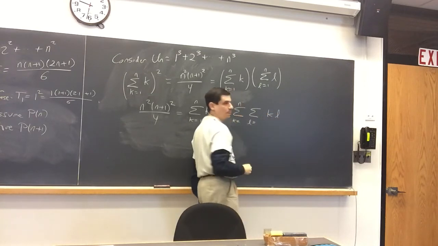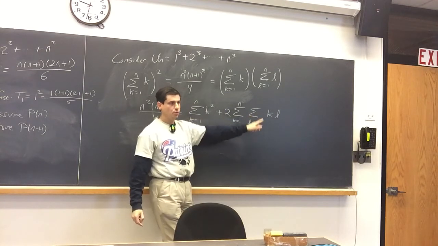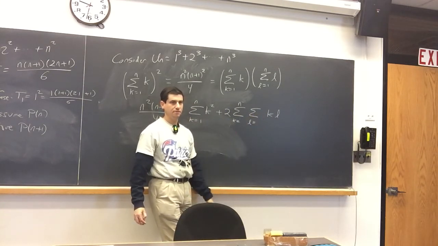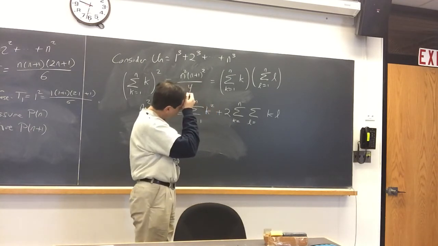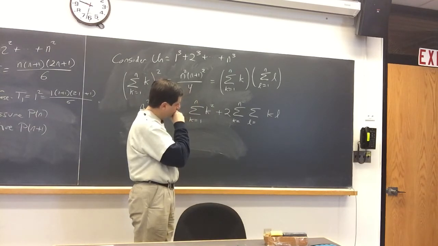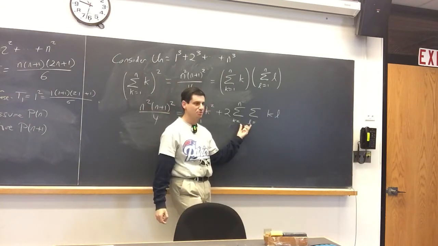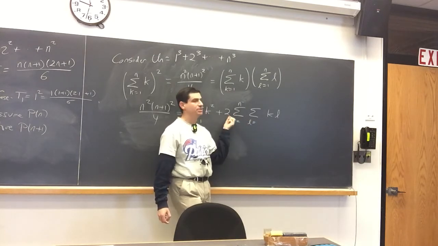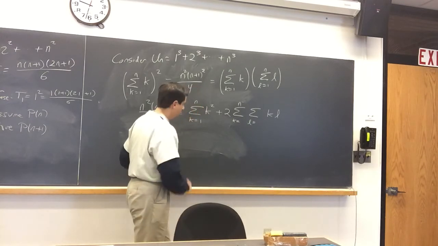k times L. Now we're assuming k is less than L, so what's the range for L? K plus 1 to n. So, this, not k plus 1, but, if I'm running it like this, it's really bad to have k be the smaller one, right? I would want to do the L sum outside if I'm going to have k be the smaller one.